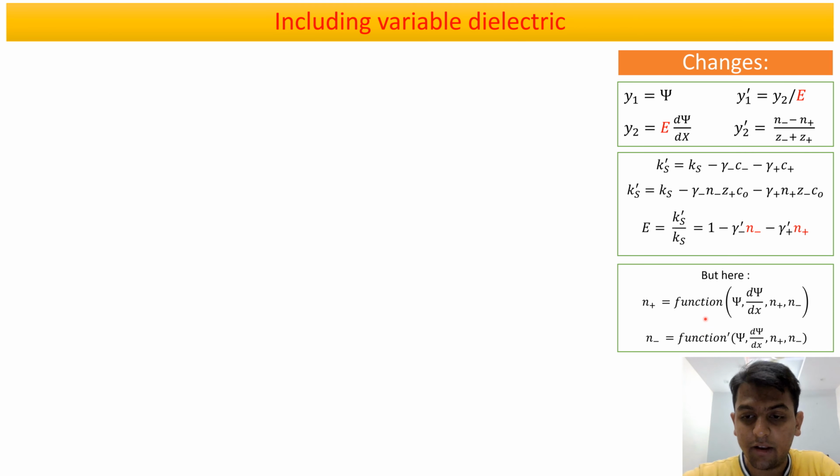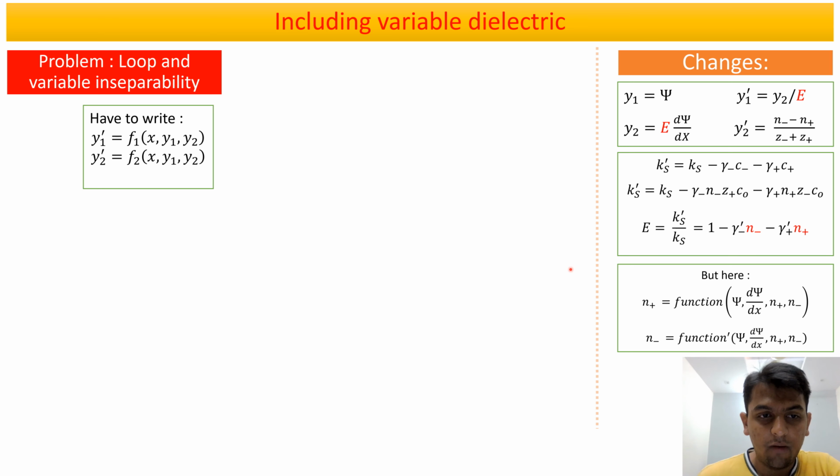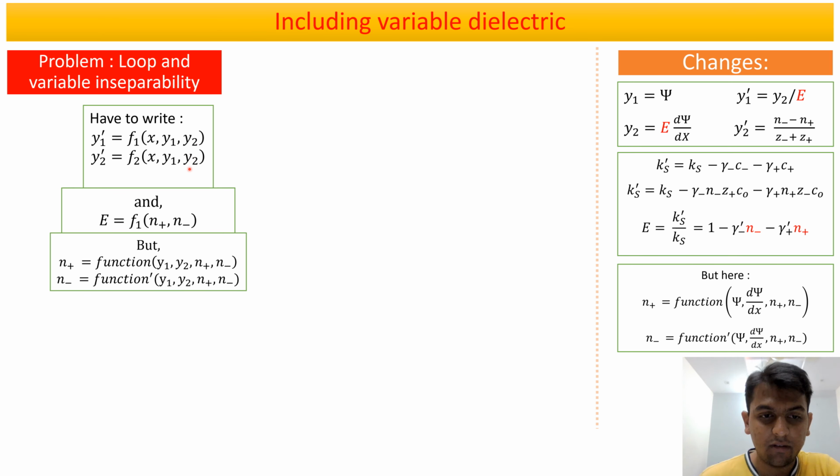To go with our normal procedure to solve this problem, we would first have to write it as a system of first order differential equations, but the problem here was that n positive and n negative were functions of y1, y2 as well as n positive and n negative. A situation arises: can we separate n positive and n negative?